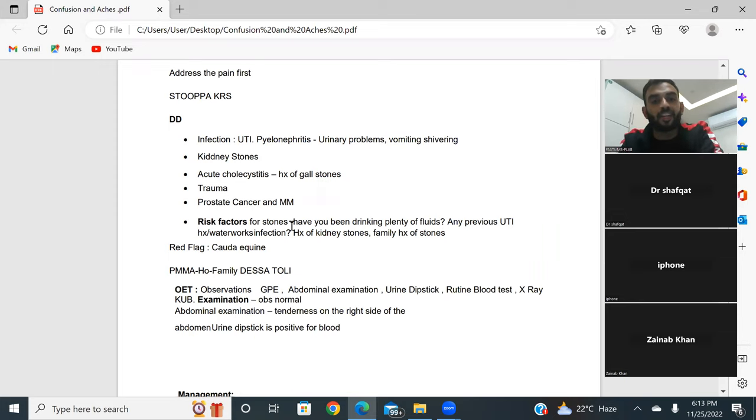Then ask about the risk factor questions. Have you been drinking plenty of water? Any previous UTI? These are the risk factors. And you need to ask these questions in PMHx, drug history, family history. And these are the red flags. Never forget to ask these four questions we have talked about in any back ache scenario. Never forget. Even if you assume that this is pyelonephritis, a clear case of pyelonephritis with backache, never assume that. Ask about cauda equina, because this is the red flag. We cannot forget about it.